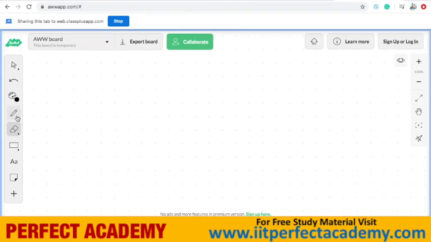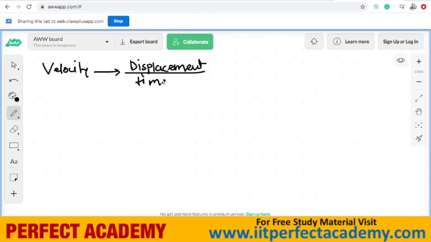velocity. Now how do we define velocity? Velocity is nothing but displacement of a particle per unit time. Remember, as displacement is a vector quantity, velocity is also a vector quantity measured in meter per second.